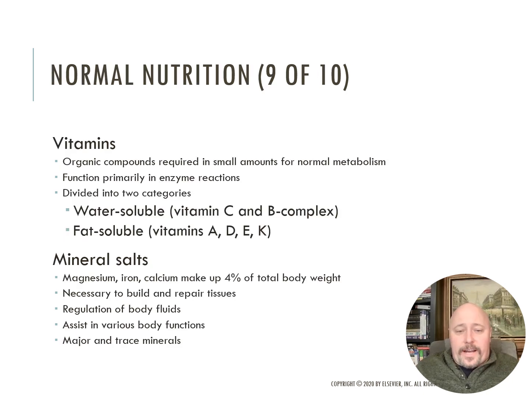Vitamins are organic compounds required in small amounts for normal metabolism. They function primarily within enzyme reactions and are divided into 2 categories, the water-soluble and fat-soluble. Water-soluble are B and C vitamins, while the fat-soluble A, D, E, and K can be much harder for the body to excrete should you take in an abnormally high amount.